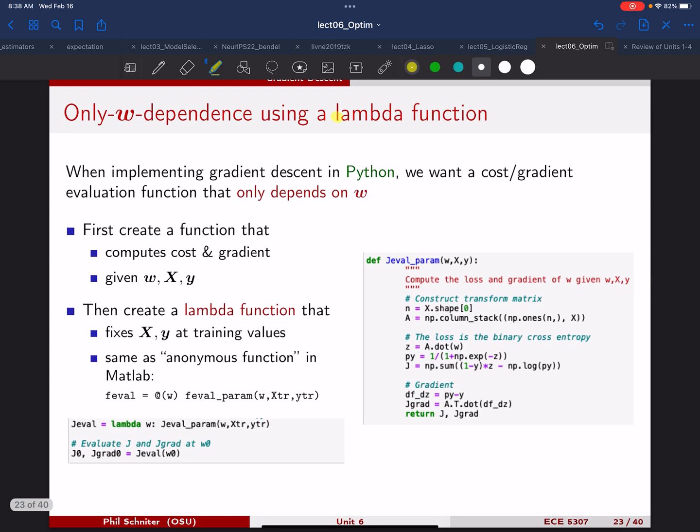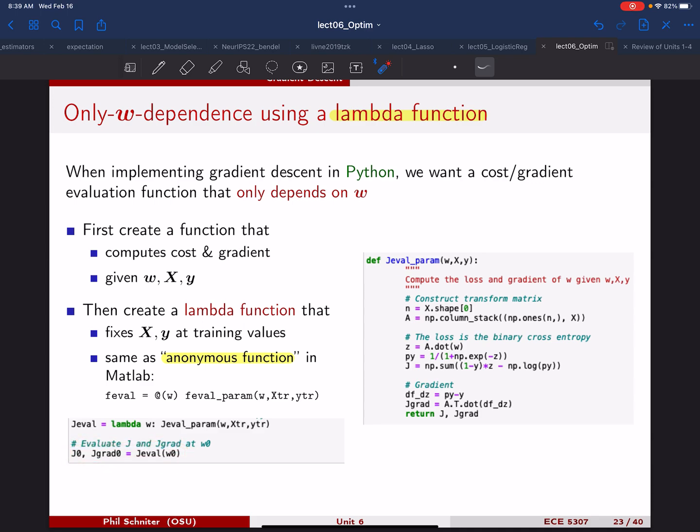One way to do that is using something called a lambda function. If you're familiar with MATLAB and anonymous functions in MATLAB, it's exactly the same thing. In MATLAB, if I have a function of, let's say, 3 things, and I want to hard code the dependence of these things and just make this a function of this one, I just put this @w in front of it. In Python, it's almost identical. You just put lambda w colon in front of it. And now this new thing, jeval, is a function of w for the fixed xtr and ytr that you had at this point. So for example, if I want to evaluate the cost and gradient at some vector w0, I would just do that.